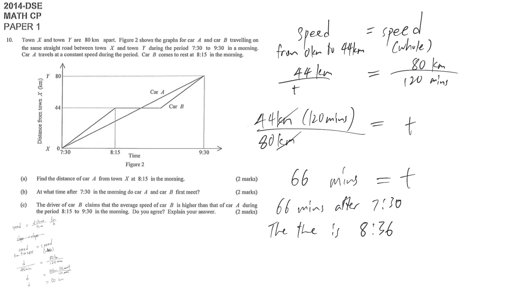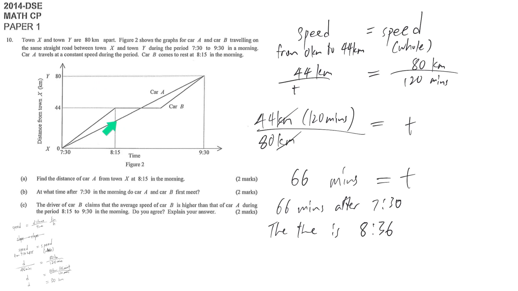In part C, they ask us to compare the speed of car B from the period 8:15 to 9:30. So our focus is this part only. And then after that, we have to make our decision. Do we agree with this statement or not? Again, to compare the speed, the key point is the distance compared with the time. Because we are talking about a fixed time interval, so we don't need to care about the time. A longer travel distance implies a greater speed.